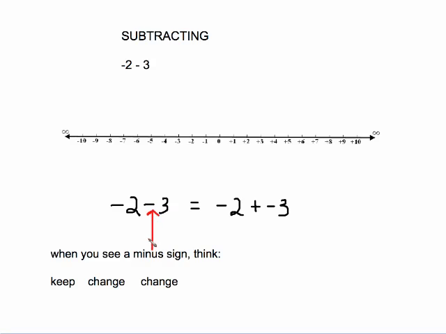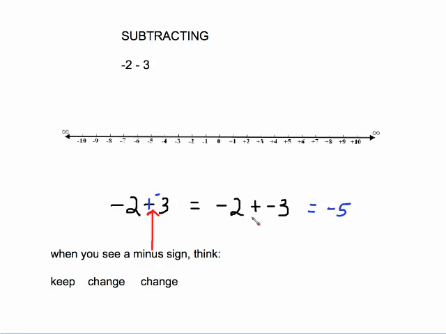When you see a minus in between the numbers like that, you need to think keep, change, change. And what that means is keep the first number as is. It was negative 2. I kept it. Change that sign. That used to be a minus sign. I'm changing it to plus. Change that. That used to be a plain old 3. I need to change it to negative 3. And that's how we end up with negative 2 plus negative 3 is going to be negative 5.